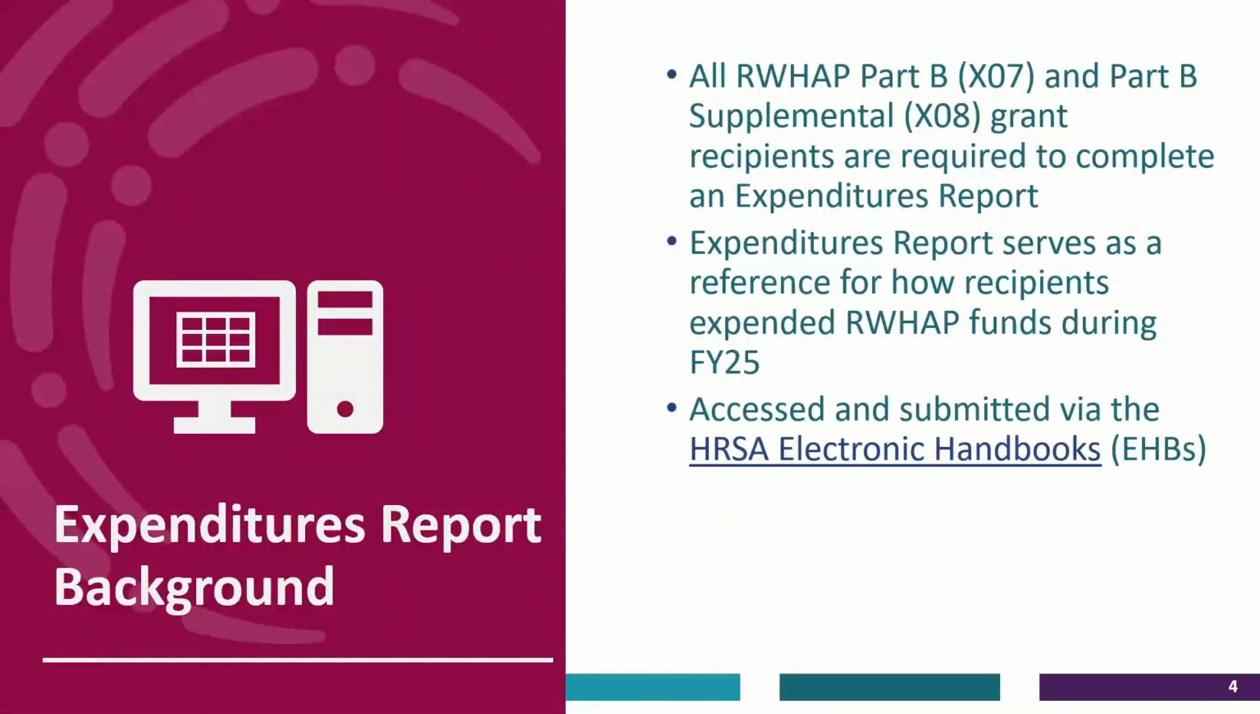So let's start off today's presentation with a little background information about the expenditures report. So all Ryan White Part B and Part B supplemental recipients must complete the expenditures report. This report serves as a reference for how recipients expended their grant funding during fiscal year 2025. The expenditures report is an annual report completed through the HRSA electronic handbooks, or EHBs, where recipients report on the expenditure of their grant funding for the year.